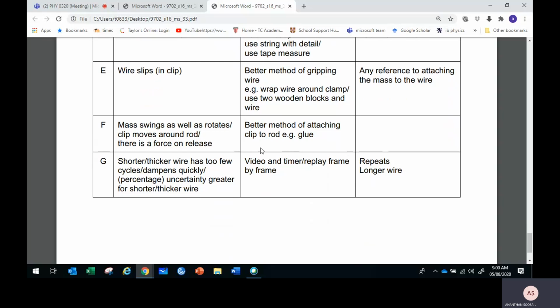Okay, let me think about this part. A short, thicker wire has too few cycles and dampens quickly. Use a video timer, replay frame by frame. Yeah, the time is too short. Use a video, just a timer.